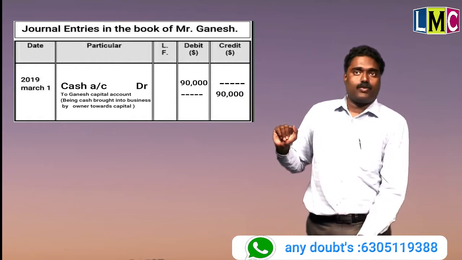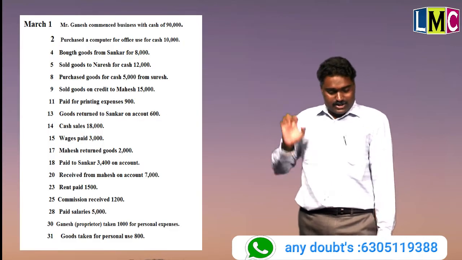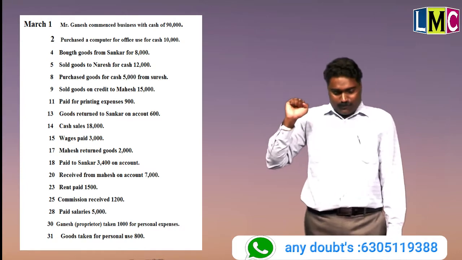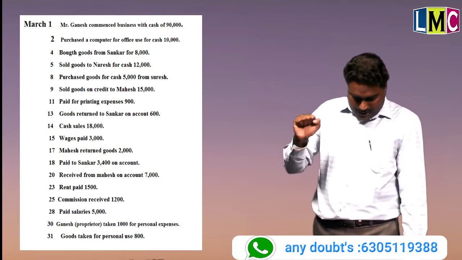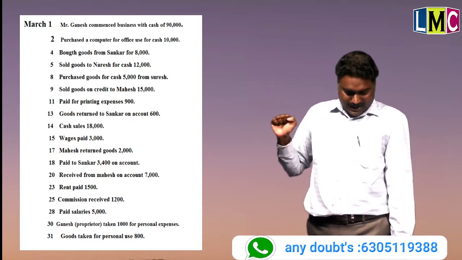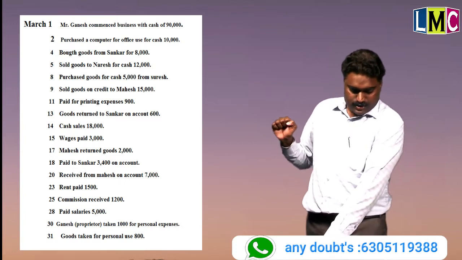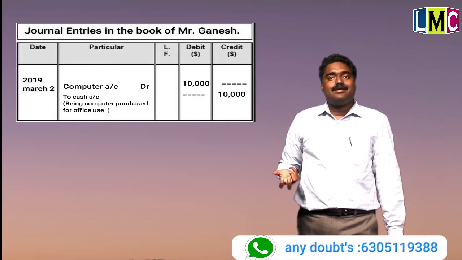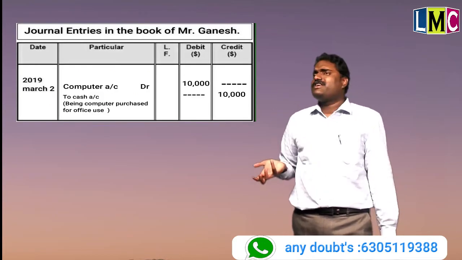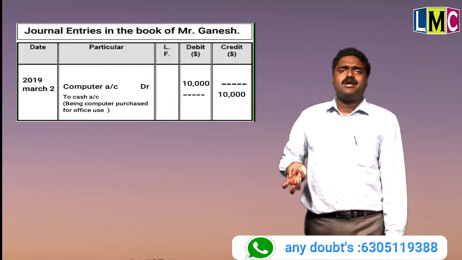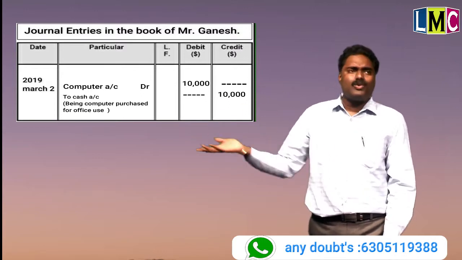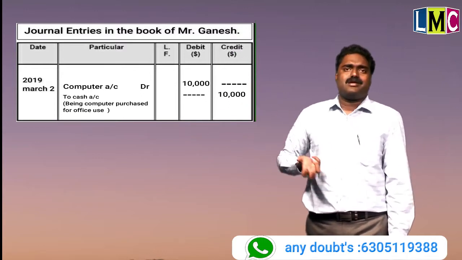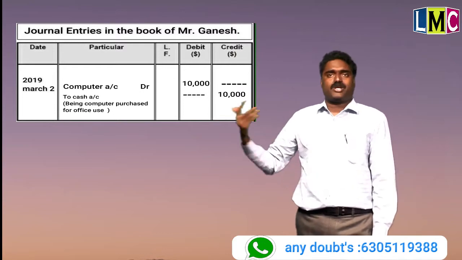Is that clear? And what would be the next transaction? Next transaction: purchase of a computer for office use for cash 10,000. What is coming in? Furniture is coming in. What is the furniture over here? Computer. Computer is coming in. Now what is going out? Cash is going out.